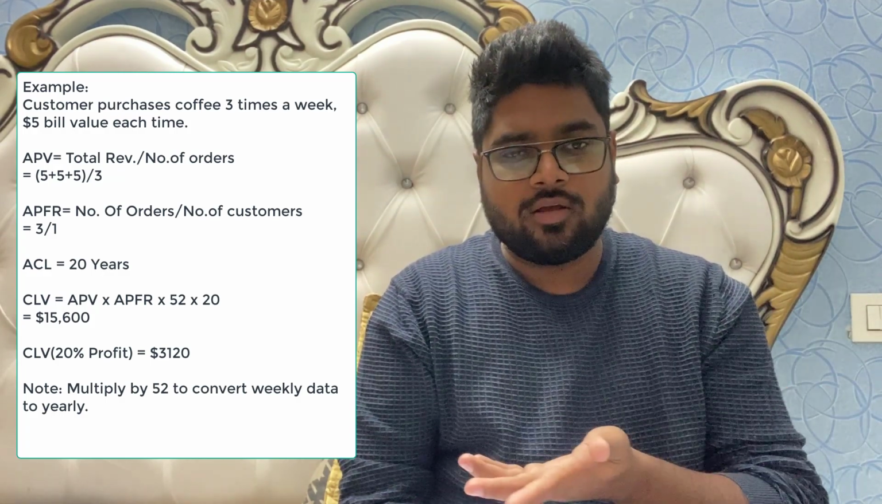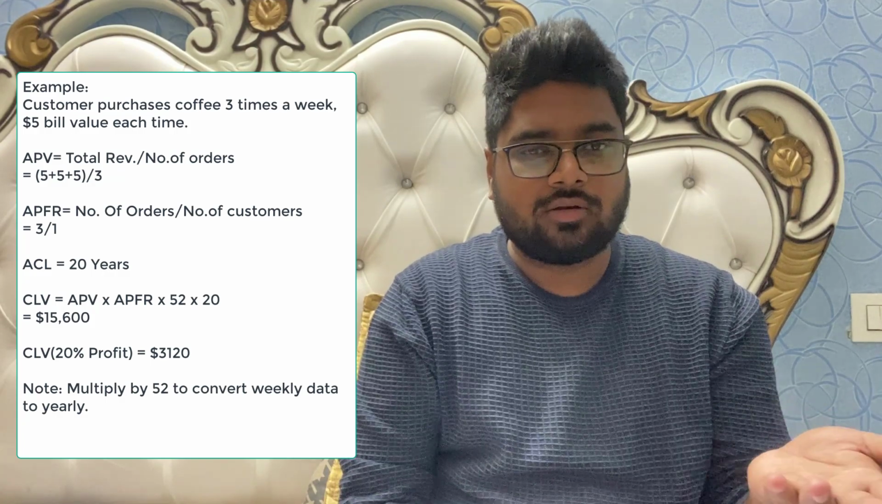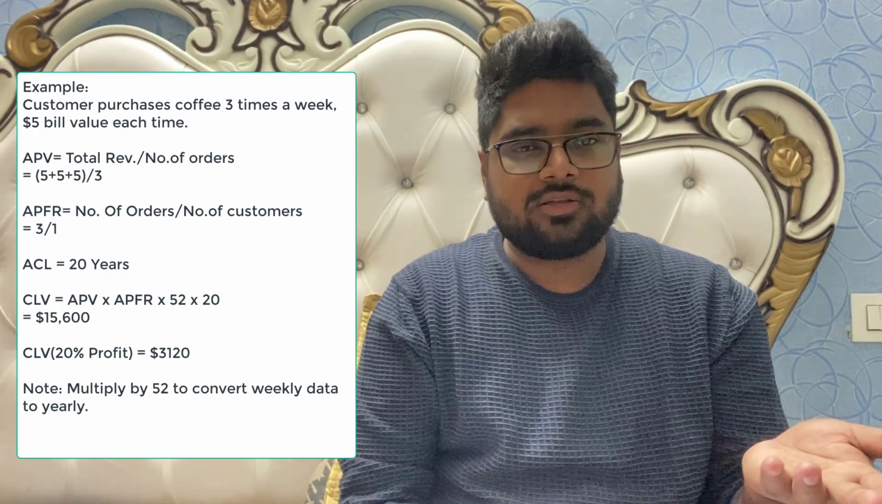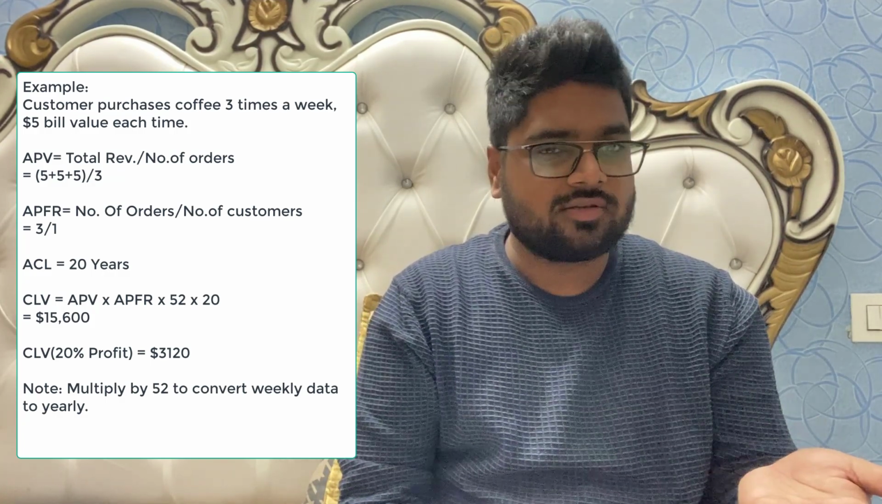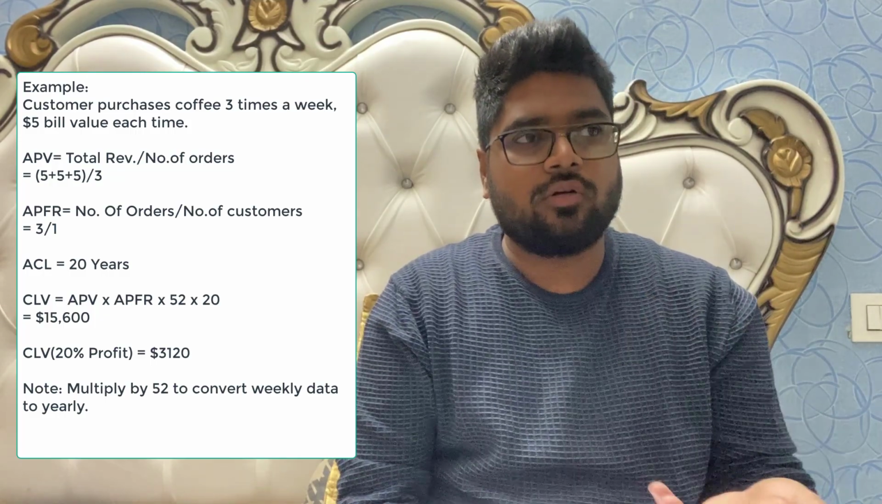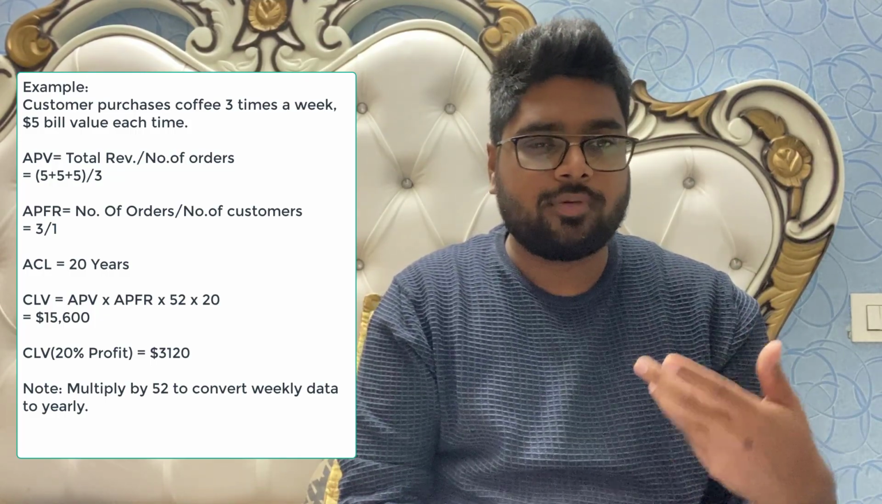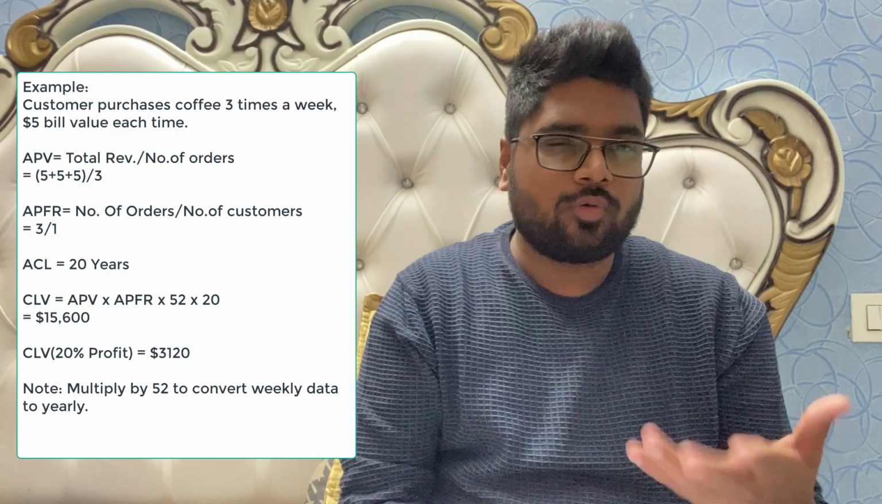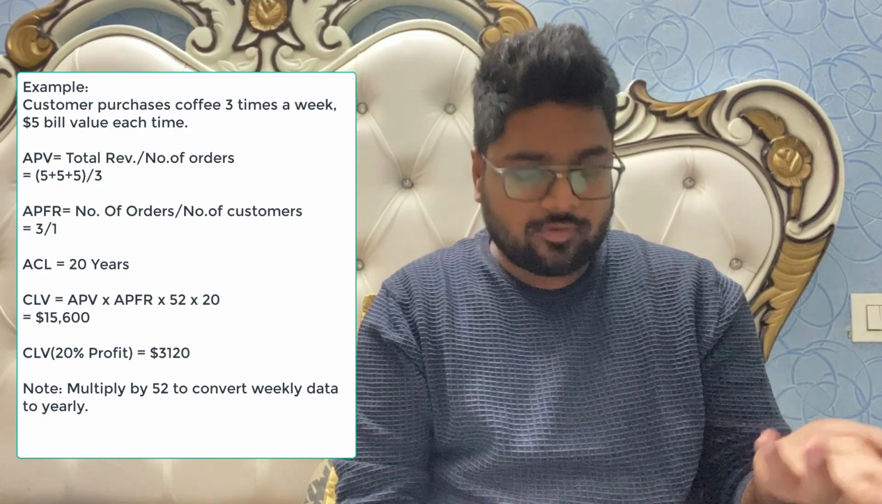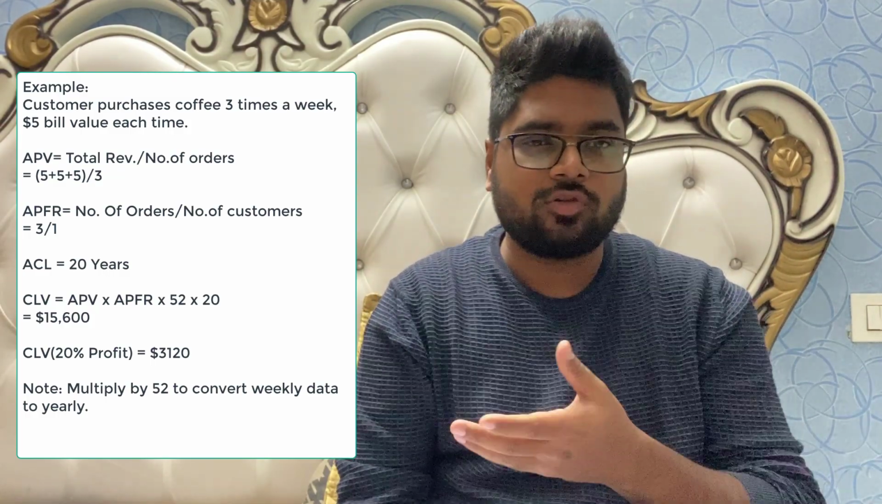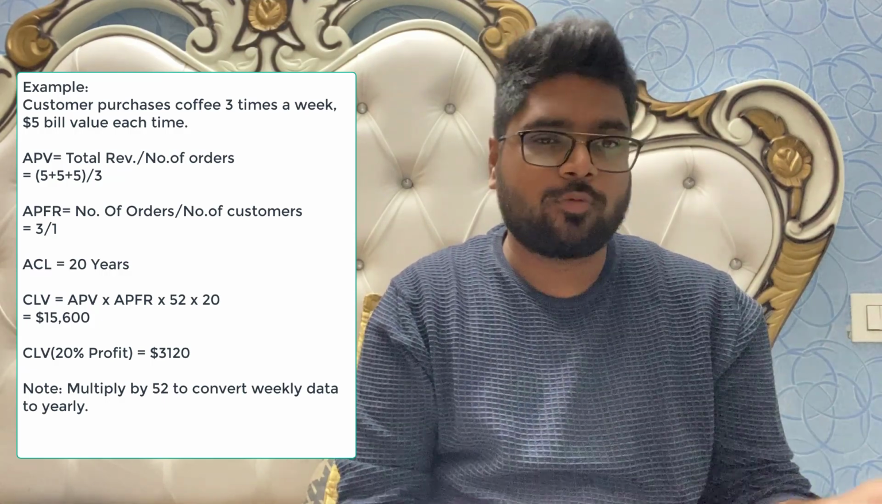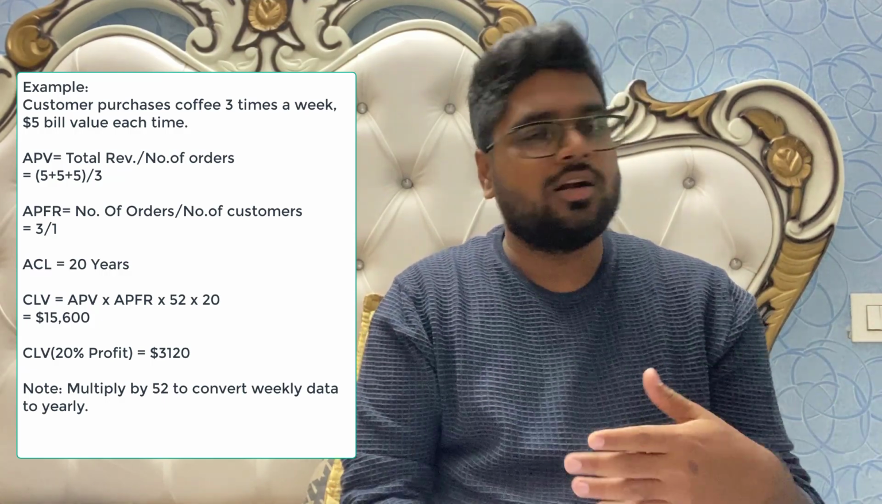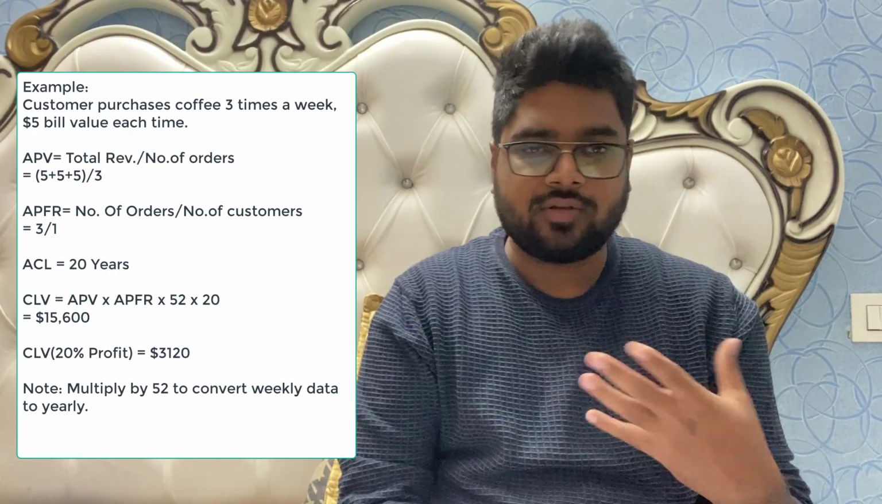$15,600 worth of revenue from them. So the lifetime value of the customer is 15,600, right? Now, if you want to calculate the profit, let's say the company sees 20% profit out of it, that will give you $3120. So the lifetime value of the customer in terms of profit becomes 3120, and in terms of revenue becomes 15,600, right?